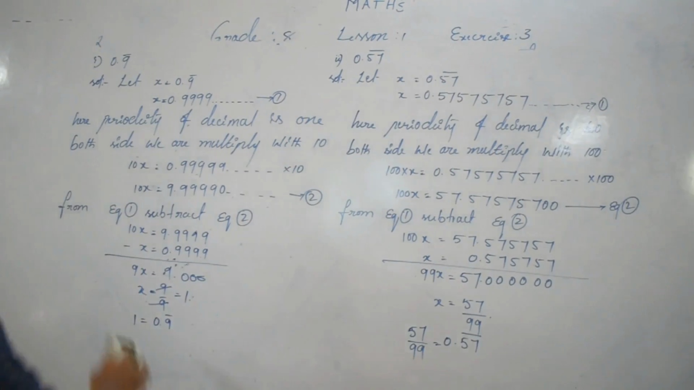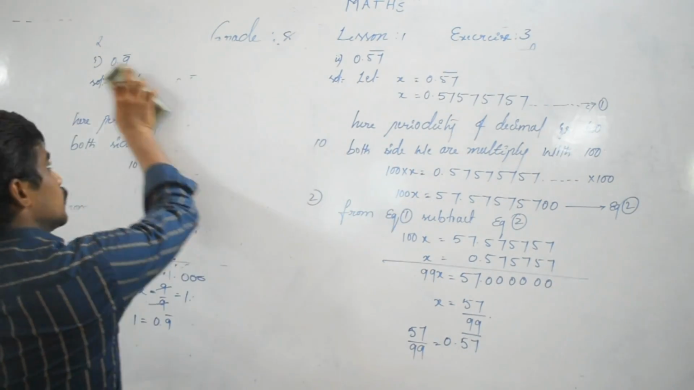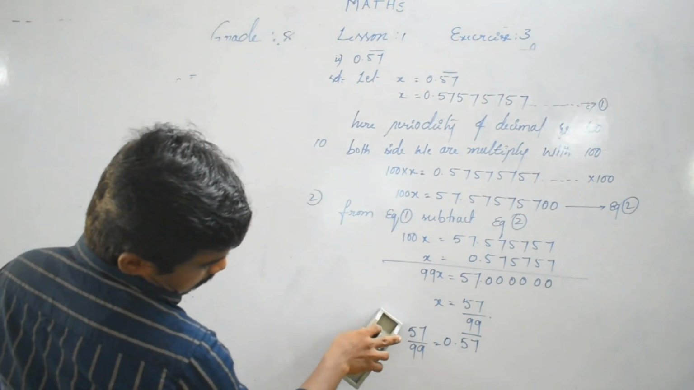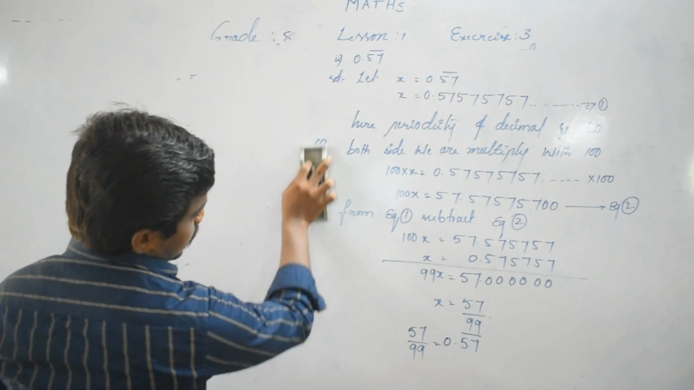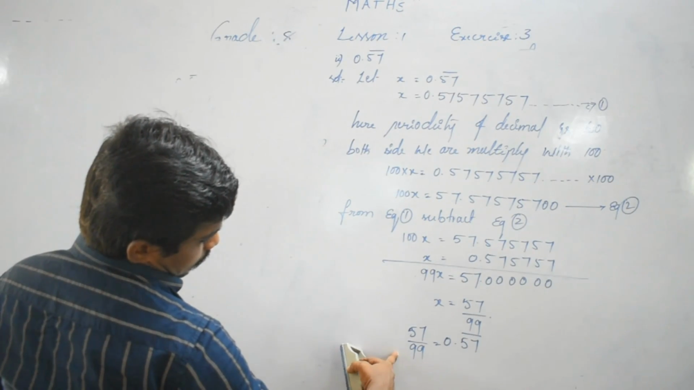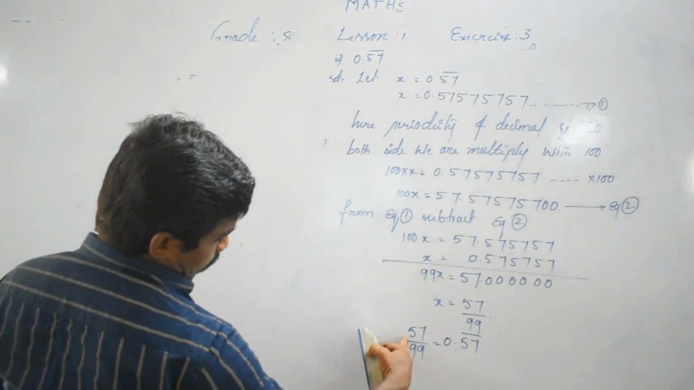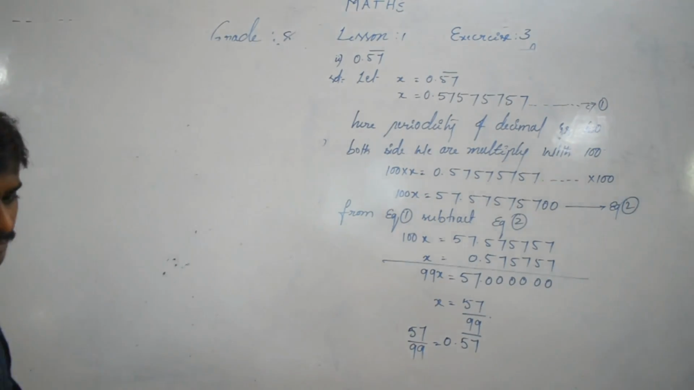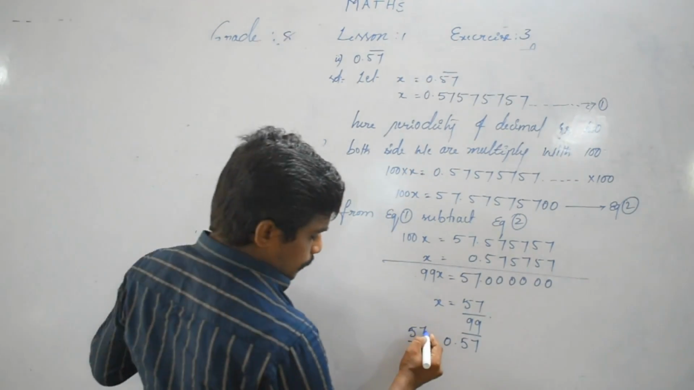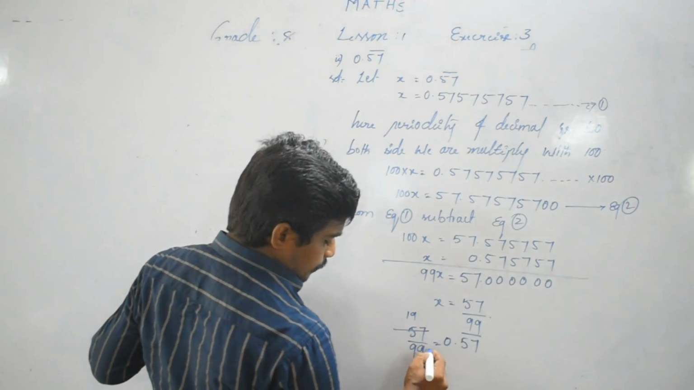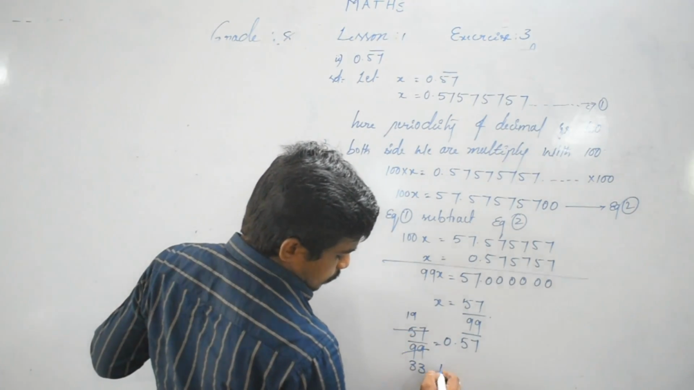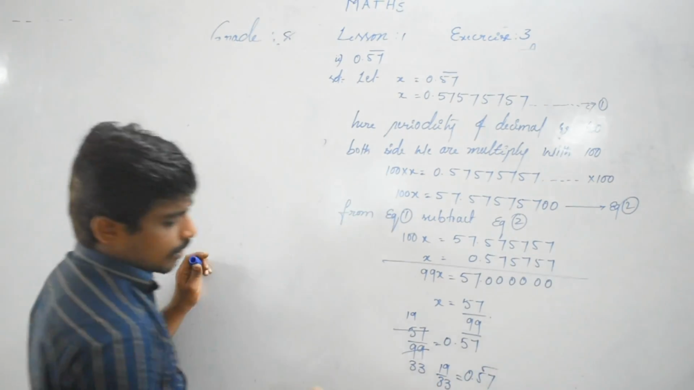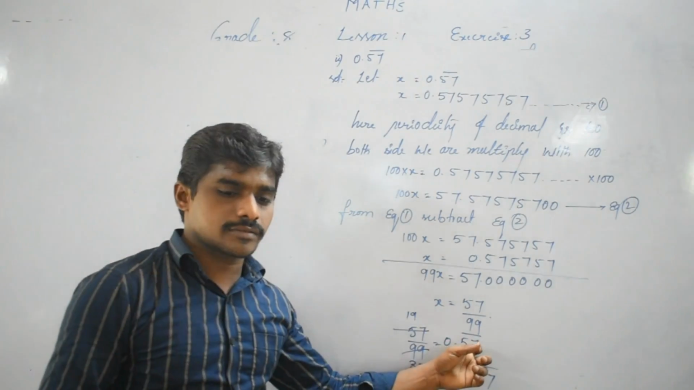Next one. See, sometimes cancellation is also possible. You try. Here cancellation is possible. 57 by 99: 3 times 19 is 57, 3 times 33 is 99. So 19 by 33 comes. So 19 by 33 is equal to 0.57 bar. Or this is also a right answer.